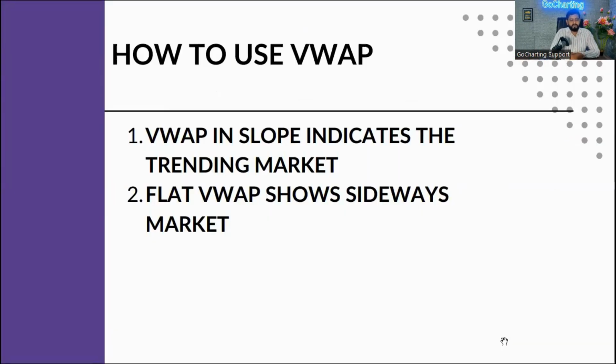So how to use VWAP? First of all, VWAP slope indicates the trending market. So if you see that VWAP is sloping, it will indicate a trending market. And if the VWAP is flat, it is the sign of a sideways market.